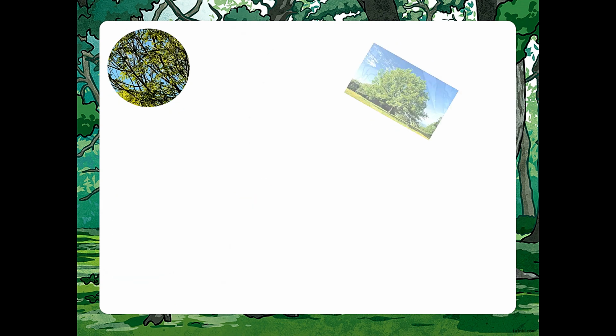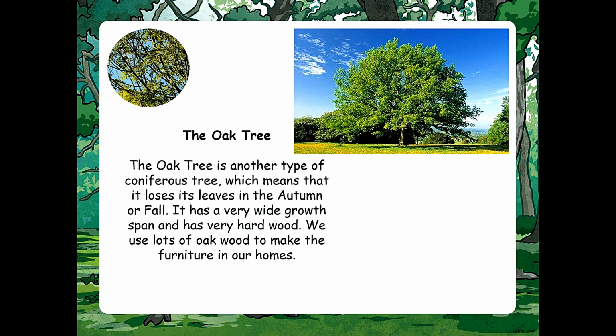Let's have a look at this tree here. This is called an oak tree. It's another type of coniferous tree, which means that it loses its leaves in the autumn. It has a very wide growth span and has very, very hard wood. We actually use lots of oak wood to make the furniture in our homes.